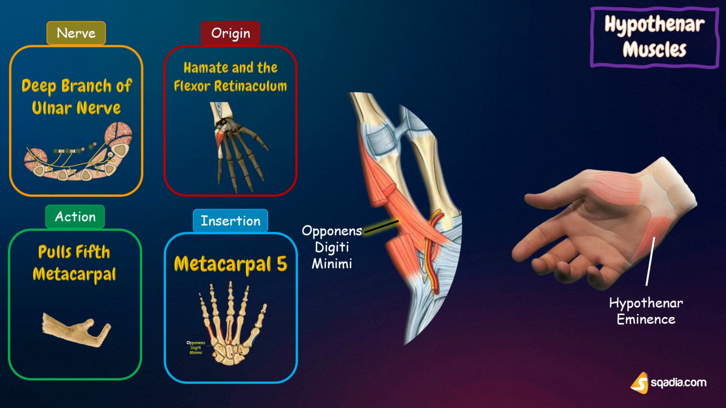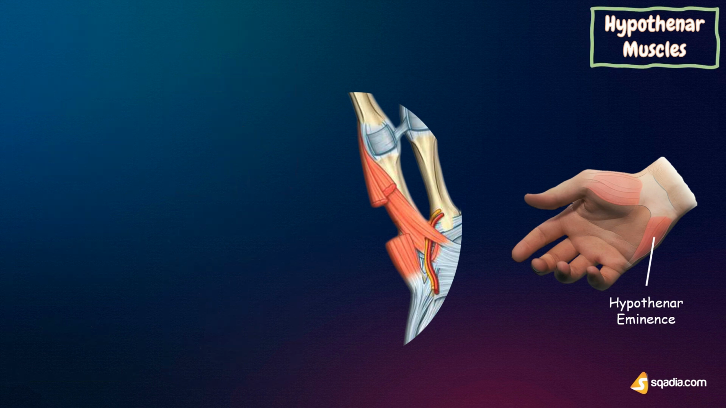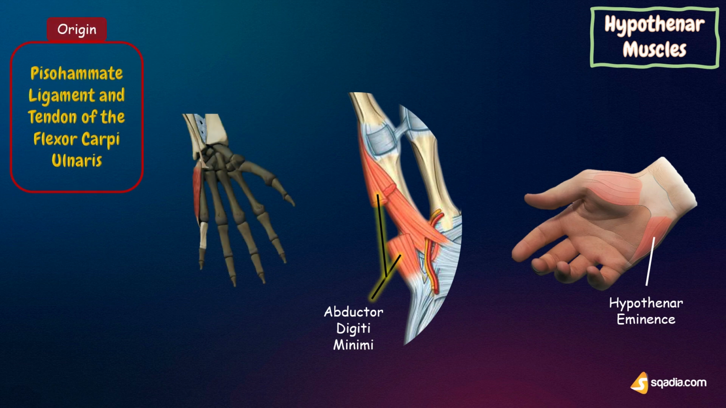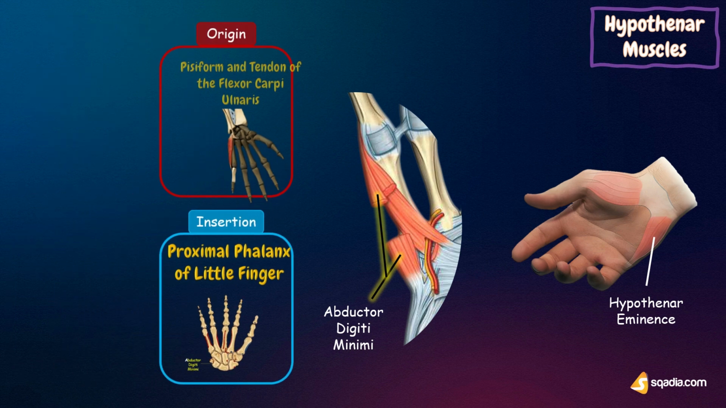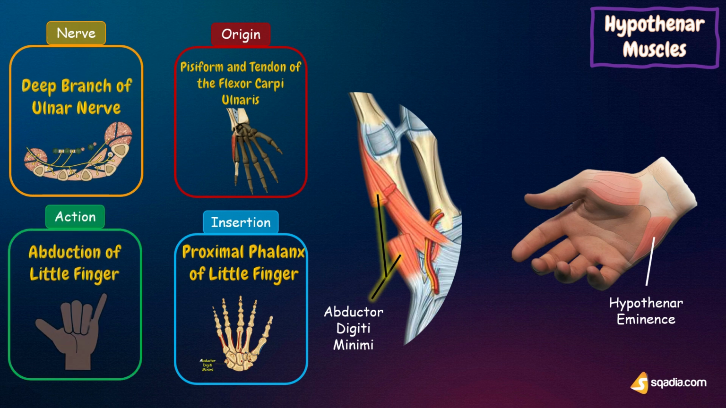Next, we have the abductor digiti minimi. The abductor digiti minimi muscle overlies the opponens digiti minimi. Here is part of it cut to show the underlying muscle. It originates from the pisiform bone, the pisohamate ligament, and the tendon of the flexor carpi ulnaris. It inserts into the medial side of the base of the proximal phalanx of the little finger and into the extensor hood. Supplied by the deep branch of the ulnar nerve, the abductor digiti minimi is the principal abductor of the little finger.